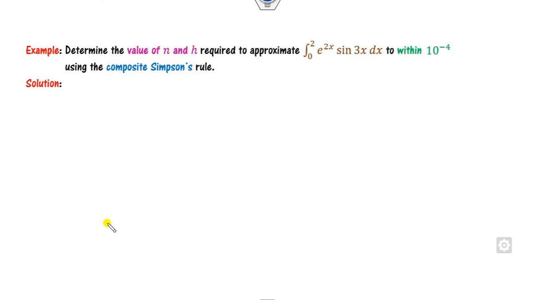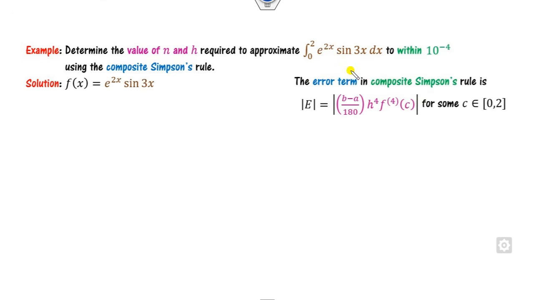Look at one more example related to this n and h, where it is given that the error is within 10 raised to power minus 4. This is the value of f(x). Fine. This is the value of the f(x). a is 0, b is 2. So this is my setup here. Fine.